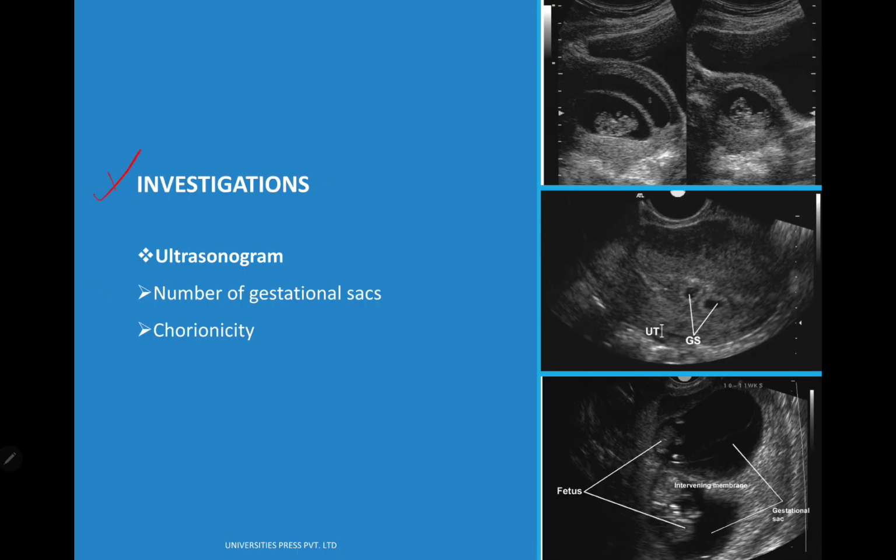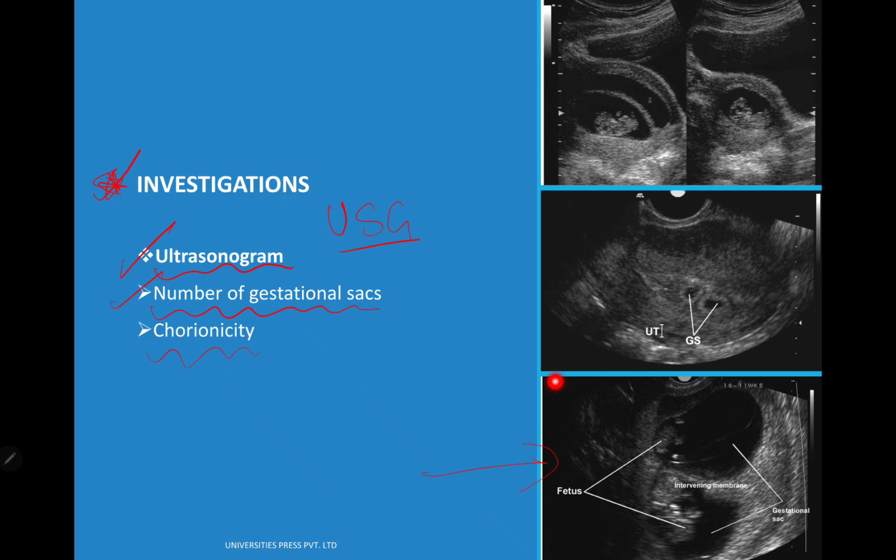Now let's move on to the investigations in case of multiple pregnancy. What are the investigations you will do in case of a multiple pregnancy? First is the ultrasonogram. Next is the number of gestational sacs and chorionicity. So first is going to be your USG, ultrasonogram. In ultrasonogram, what can you look for? You can look for the number of gestational sacs.